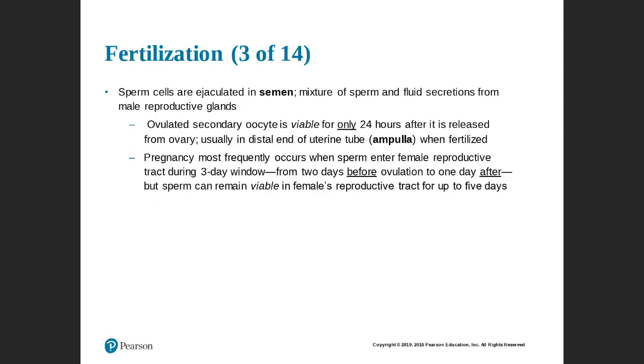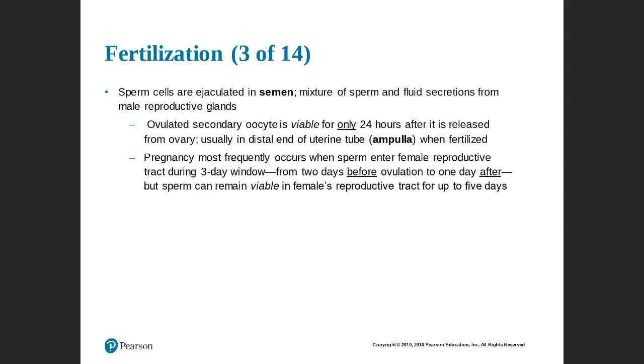So first, the sperm cells are ejaculated in the semen. Remember, ejaculated means they basically are moving through the ducts. So you have a mixture of sperm and fluid secretions from the accessory glands like the seminal vesicles and the prostate and the bulbourethral gland. And those are then mixed with the sperm, which is less than 5% of the total mixture. Okay. The ovulated secondary oocyte is only viable for about 24 hours after it's released from the ovary.